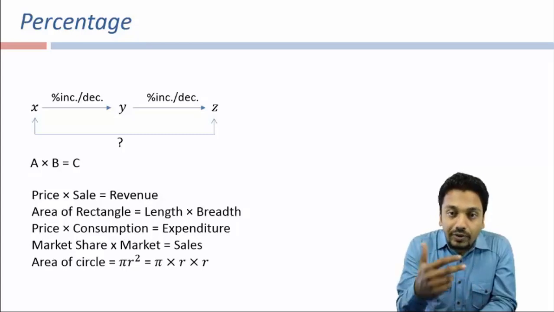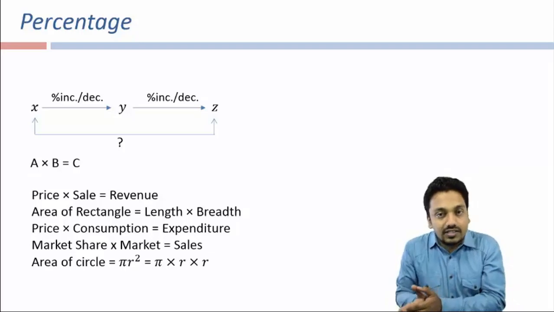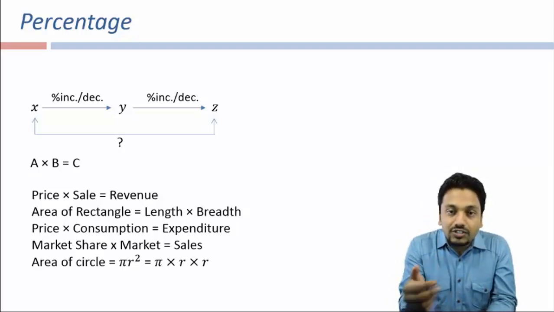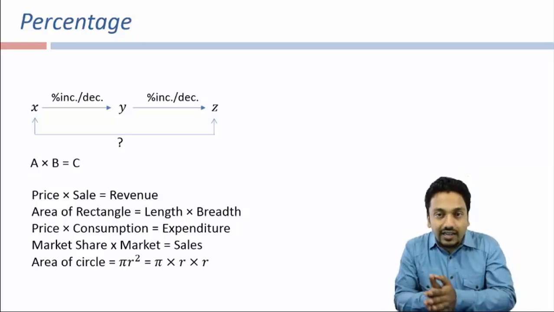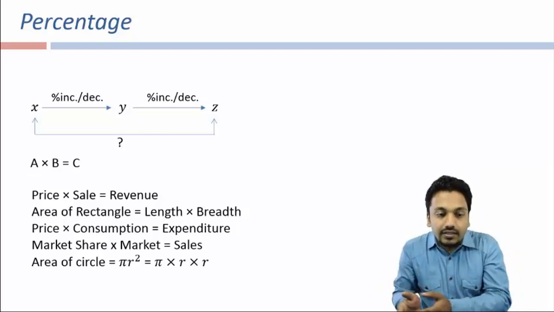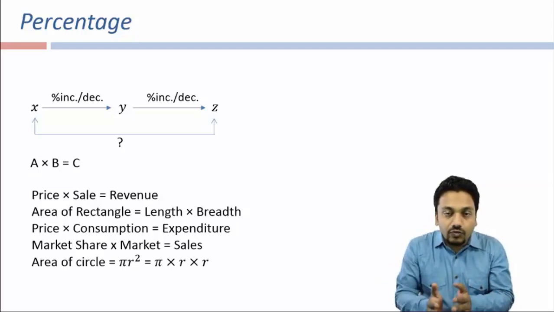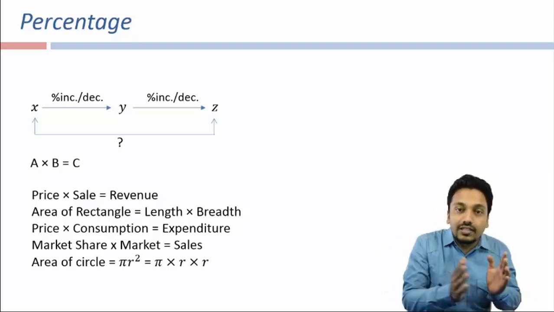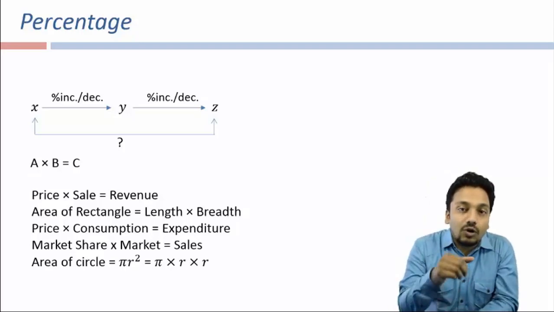When we are talking about price, sale and revenue, where price when multiplied by sale would give us the revenue. Or in case of price and consumption, suppose the price of rice is 35 per kg and you eat 10 kgs of rice. So overall expenditure would be 35 into 10, and that is rupees 350. This could also be applied in case of area of rectangle where two variables are involved. So whenever two variables are getting multiplied to give you a third value, this relationship A into B is equal to C would occur, and we can apply this formula directly.